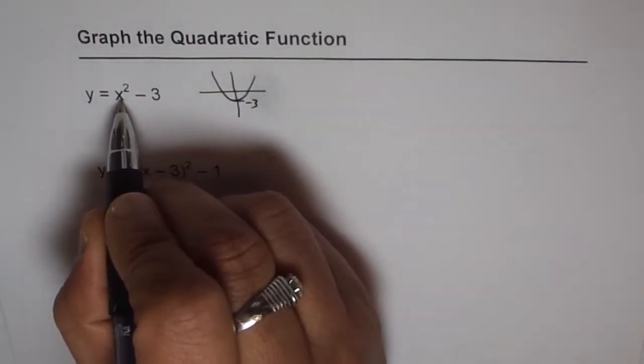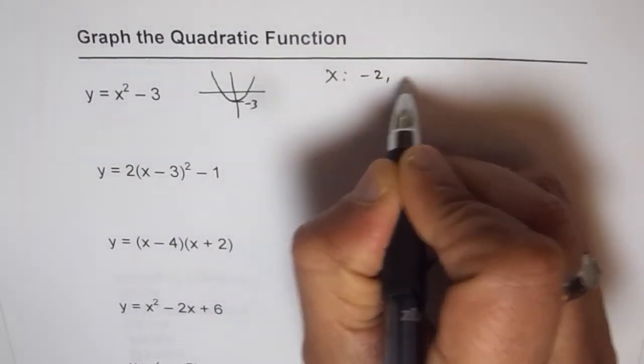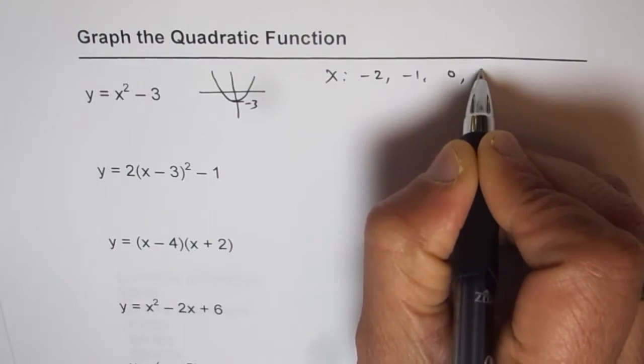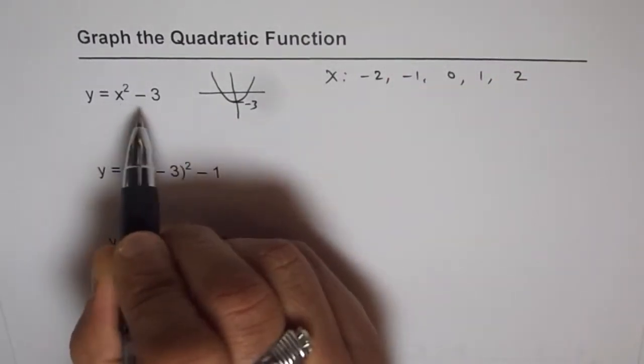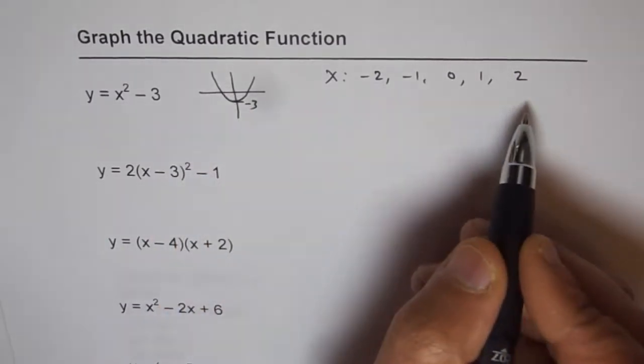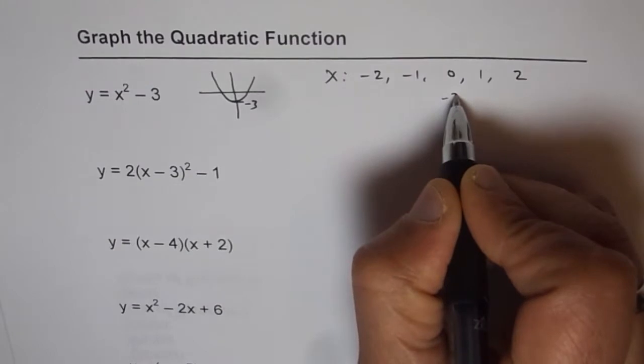Remember, the key values you should take for x are minus 2, minus 1, 0, 1 and 2. For these 5 values, you can find the value of y and get all the results. And of course, at 0, you are going to get minus 3, right?